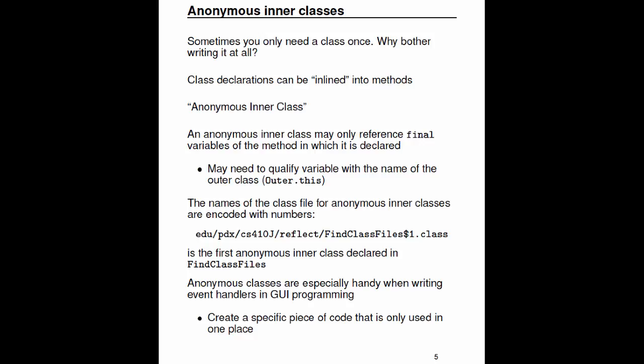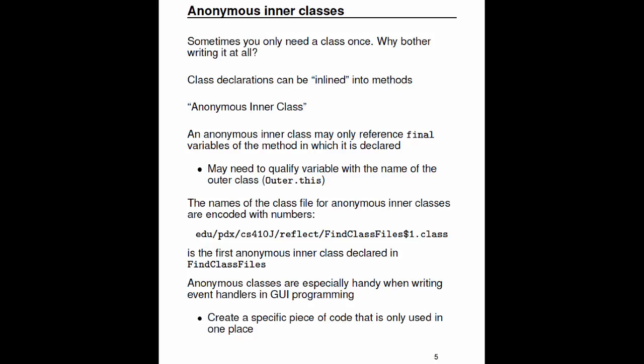The class file for an anonymous inner class has a $ sign in its name, but since the class itself has no name, it has names like $1. So we'll see an outer class called FindClassFiles. It has an anonymous inner class whose name is simply $1 for the first anonymous inner class in FindClassFiles. And these anonymous inner classes are really useful when doing event handlers in GUI programming. We'll be seeing this in a later discussion.